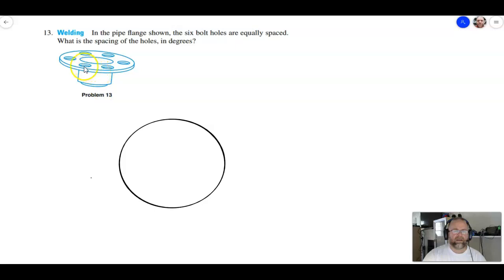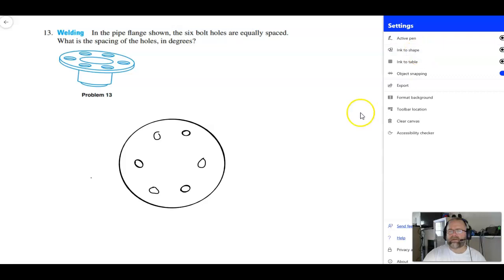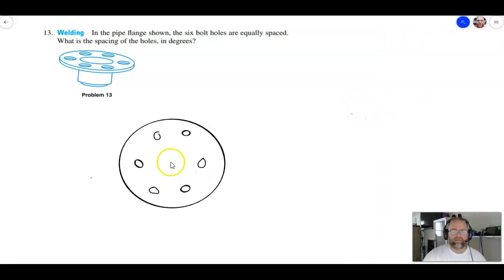Now I have 6 holes there. So I have like 1, 2, and then probably like 3, 4, 5, and 6. And it says that they're all equally spaced from each other. So if I go from the center here, it looks like I'm going to have 6 angles going out from the center to these holes here.